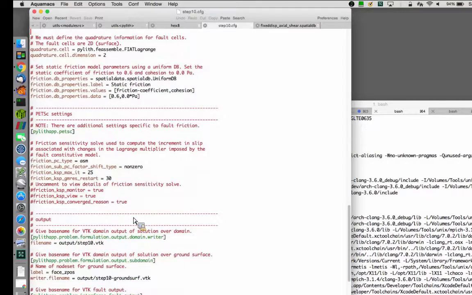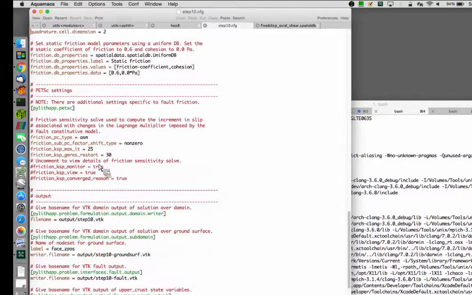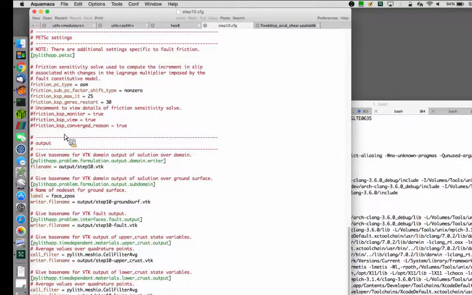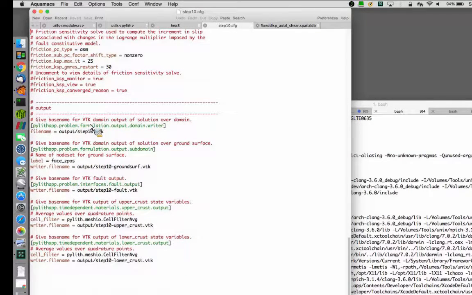Here are my PETSc settings. For that inner friction solve, I'm going to use additive Schwarz. Don't need many iterations, so I say cut off at 25. I commented out the information that it would show on the screen for those friction solves. You can turn those on if you'd like. We're going to do VTK output. So there are the VTK settings. I'll show you the pylithapp.cfg file.